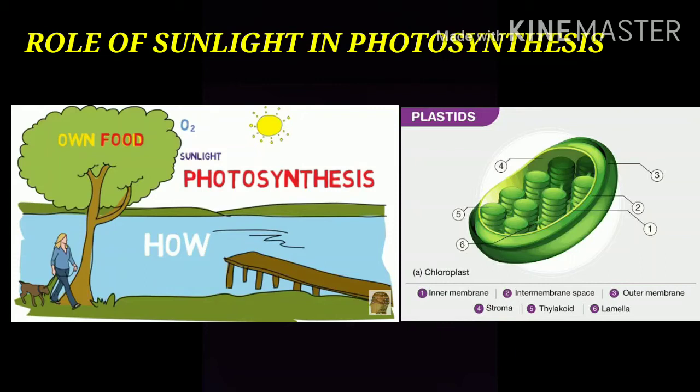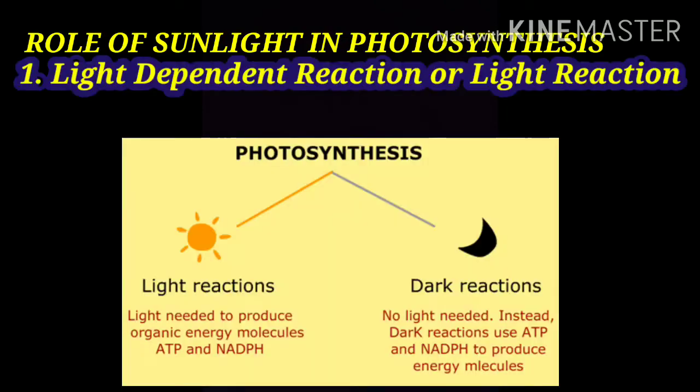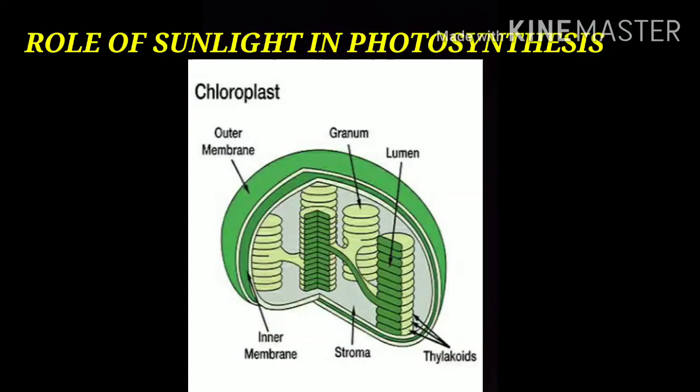Children, let us talk about role of sunlight in photosynthesis. The entire process of photosynthesis takes place inside the chloroplast. There are two reactions that take place in this process. One is the light dependent reaction or light reaction, and another one light independent reaction or dark reaction. These two reactions take place at different sites in the chloroplast.